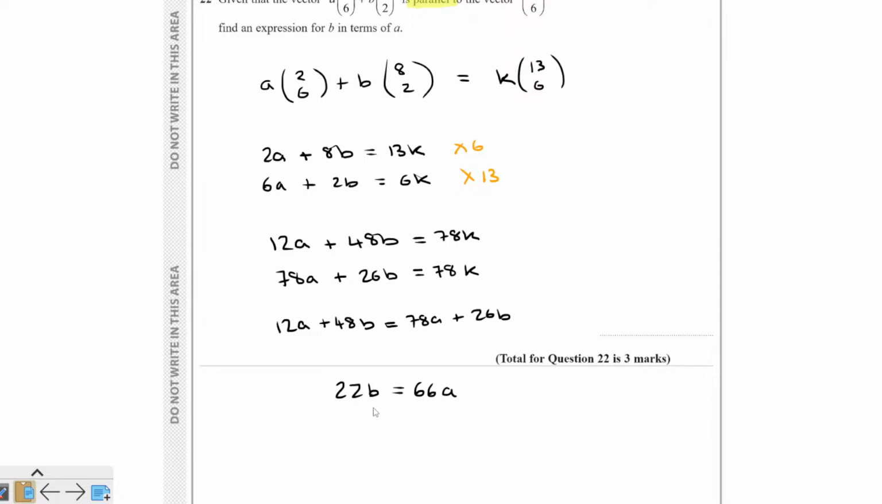Now they want it in terms of b, so I don't want 22b, I want just b. So divide by 22, do you see how that would give you 3a? As I said, we can't find the values for a and b because we don't have enough information, but they've just asked for an expression for b in terms of a. So I think this one's quite tricky, to bring together all of your knowledge of vectors. It's quite a niche question, that one.